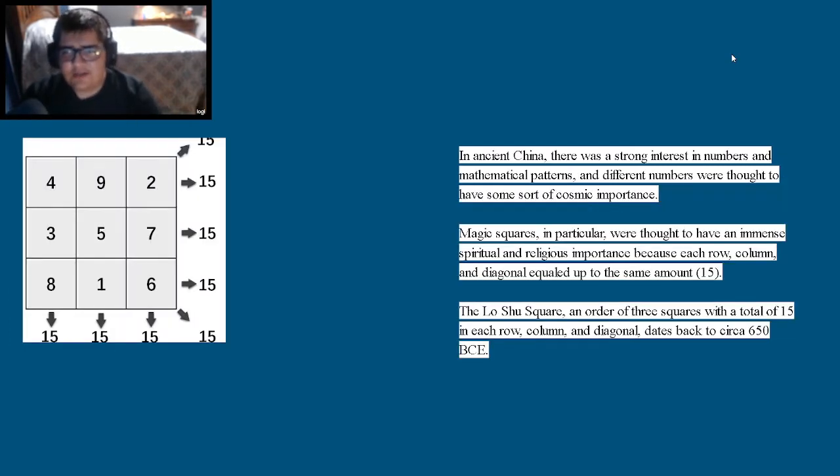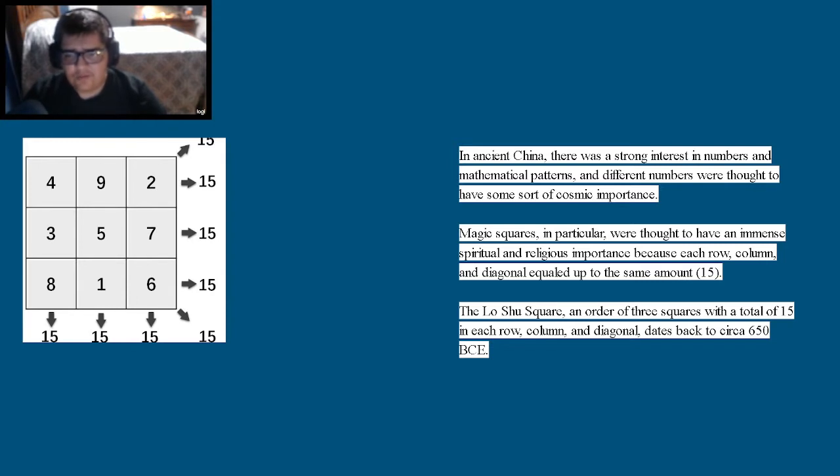In ancient China, there used to be a strong interest in numbers and mathematical problems. Different numbers were thought to have some sort of cosmic importance. Magic squares, in particular, were thought to have an immense spiritual and religious importance because in each row, column and diagonal equaled the same amount, which is 15, as seen in an example like 4 plus 9 plus 2 is 15, 2 plus 7 plus 6 is 15. So no matter which way you go, it would give you the same sum of 15.